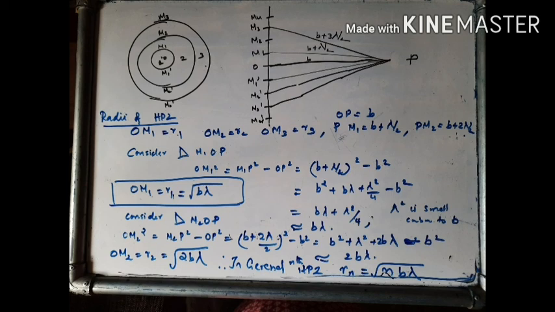So in general, the radius of the outer circle of the nth half period zone can be taken as Rn equal to root of n b lambda. So in general, the radius of a half period zone is directly proportional to the square root of the natural number, as well as to the distance b of the screen from the half period zone and the wavelength of the light we are using.